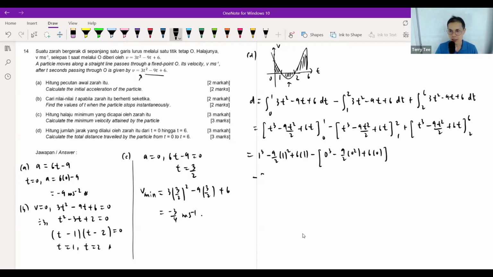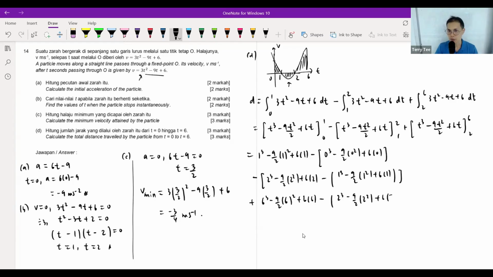So the second I'm going to write on the next line. 2 to the power 3 minus 9 over 2, 2 squared plus 6 times 2. Next, 1 to the power 3 minus 9 over 2, 1 squared, plus 6 times 1. Okay, then you add the last part, which is going to be 6 to the power 3 minus 9 over 2, 6 squared plus 6 times 6. And then you minus 2 to the power 3, 9 over 2, 2 squared plus 6 times 2.